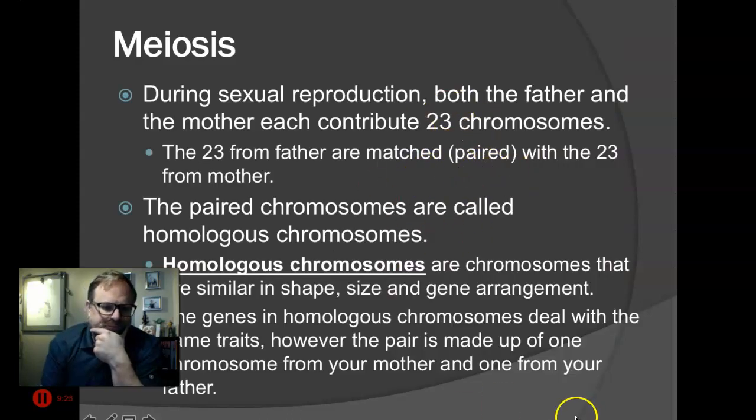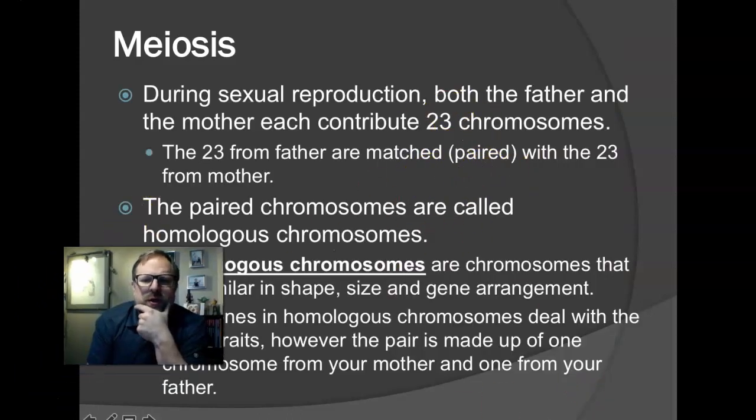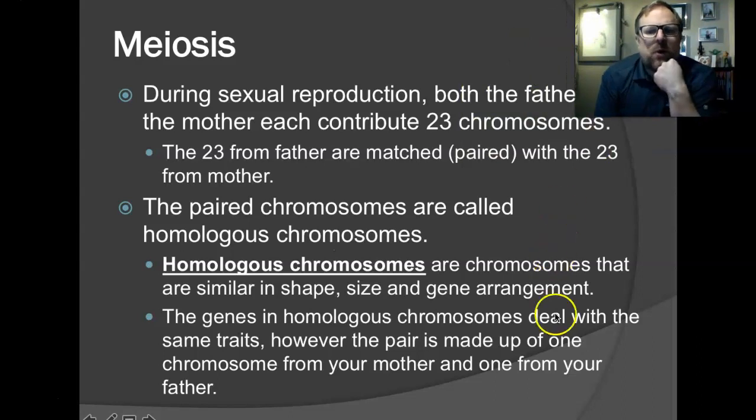So, speaking of sexual reproduction, during sexual reproduction, both the father and the mother each contribute 23 chromosomes to the process. The 23 from the father are matched with 23 from the mother, so we get 23 pairs of chromosomes that are going to be found in the zygote. The paired chromosomes are called homologous chromosomes.